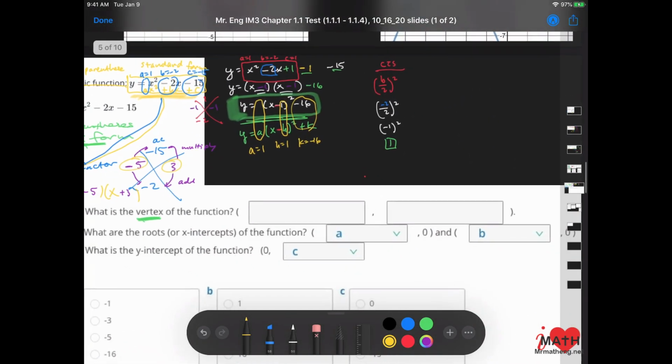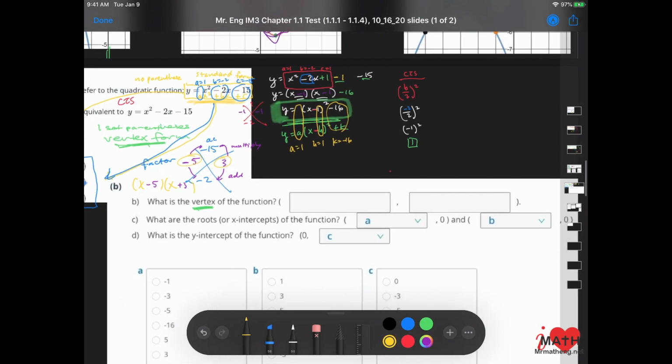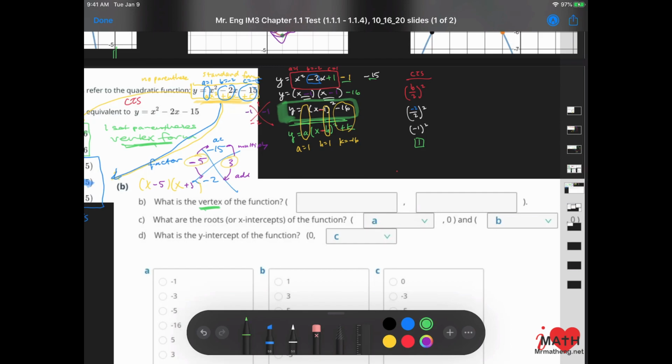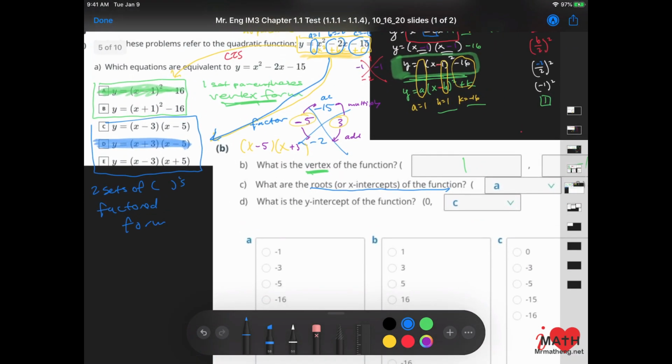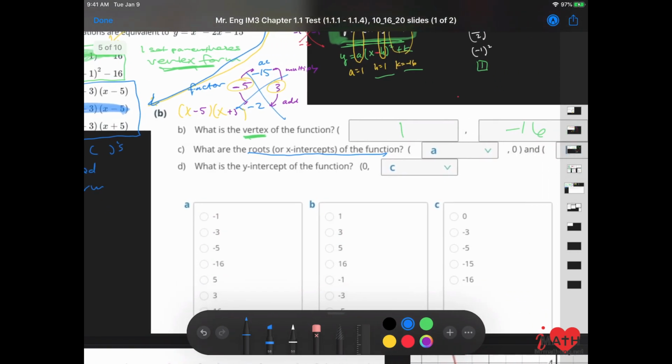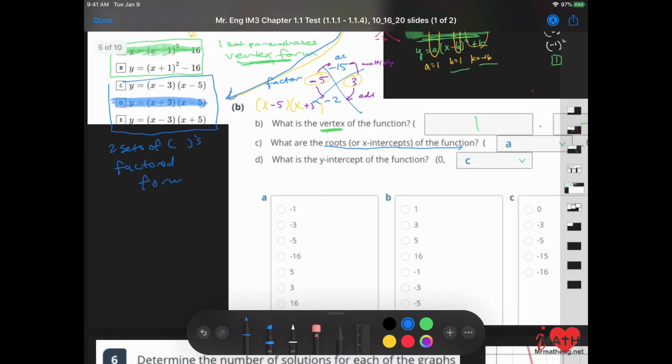Okay, so what does that tell us? That tells me that the vertex of the function is (1, -16). Then it says, what are the roots or x-intercepts of the function? What are roots? Remember, in quadratics, it's just where it crosses the x-axis.